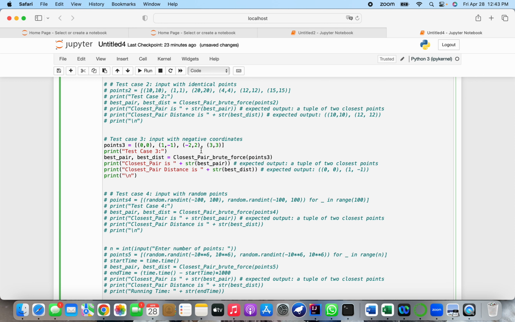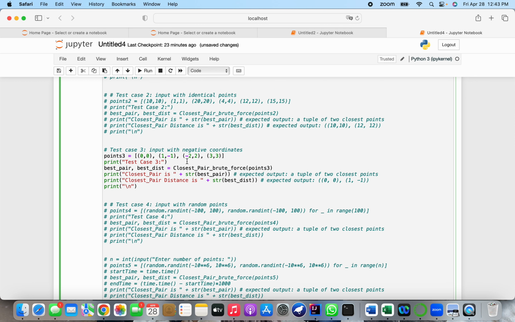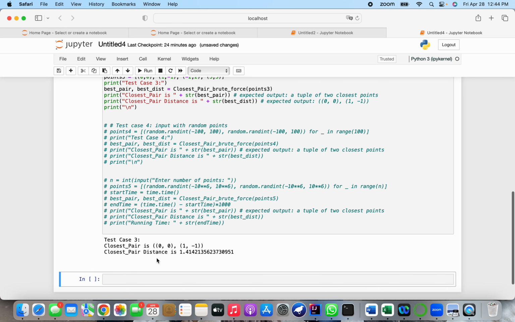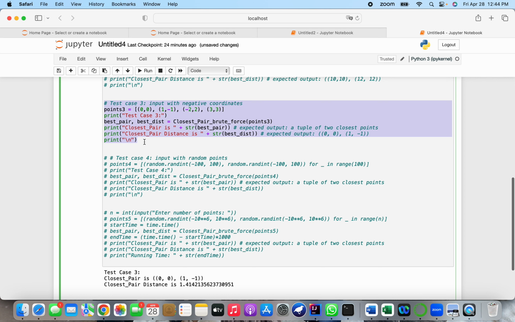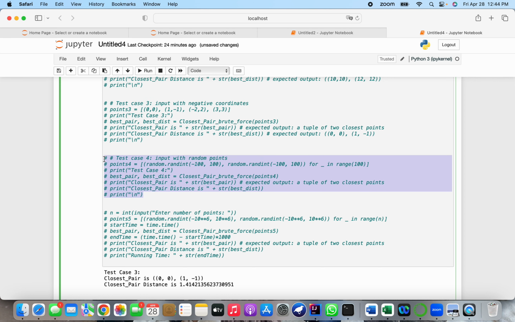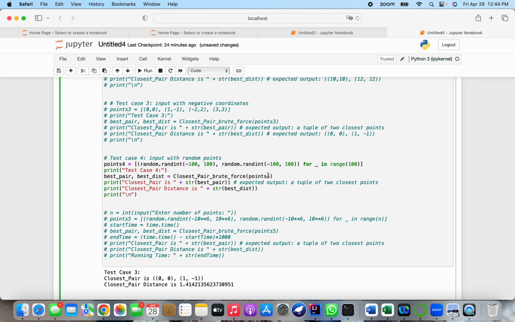In test case 3, I'm giving some negative coordinates, like 1 comma -1 and -2 comma 2. Even though we're giving negative coordinates, we should get the closest pair of 2 points. By seeing the input, we can say by common sense that 0 0 and 1 comma -1 are the closest points, and the output is 0 0 and 1 comma -1.